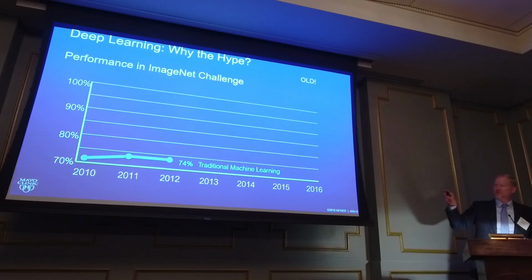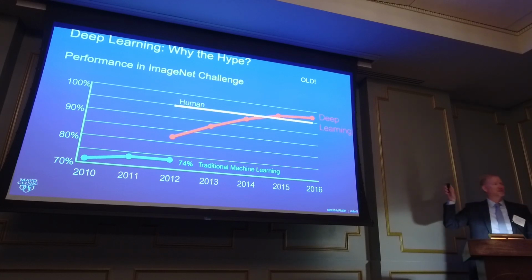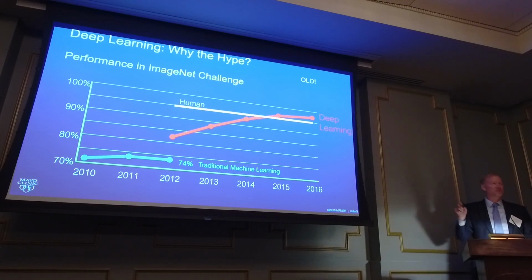Using traditional machine learning methods, they were hitting a plateau somewhere around 75%. And then deep learning technology came on the scene. That's what Jeff Hinton is a master of, this deep learning technology. And you can see that there were dramatic improvements in performance.